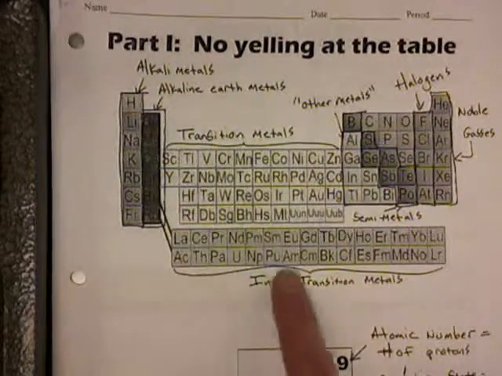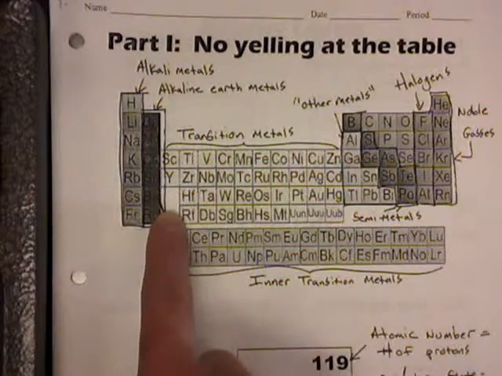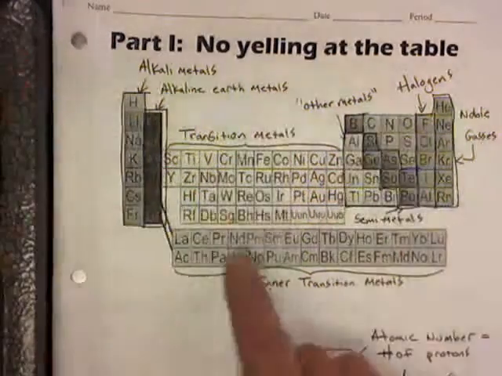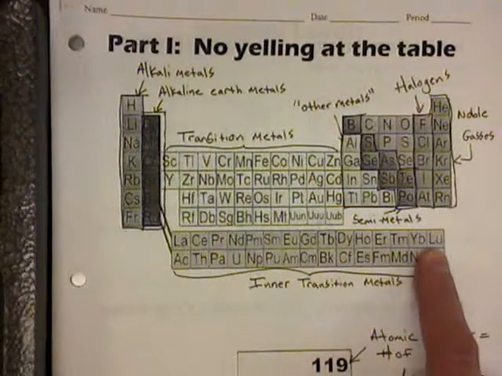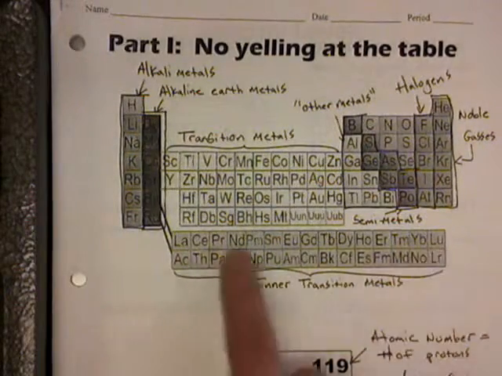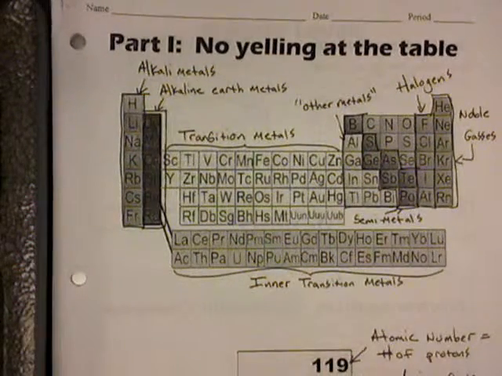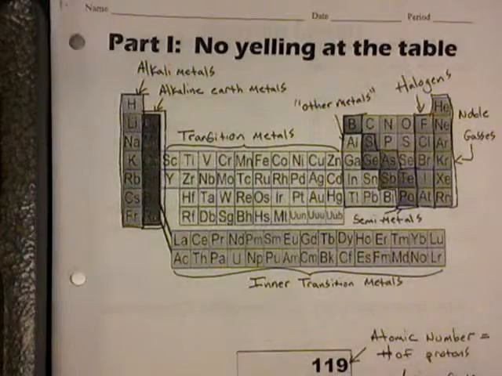Down on the bottom, you've got the inner transition metals, which remember would fit in right here, but it would make the periodic table really long, so we kind of take them out and put them down there. A lot of them are radioactive. They have some interesting patterns with their electrons. We didn't talk much about them in class this year.